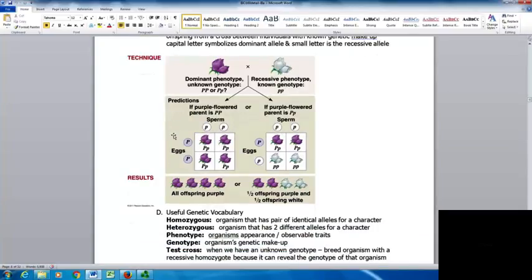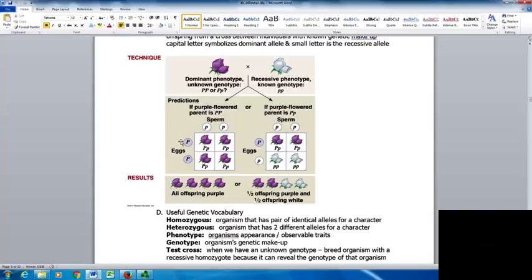Before we look at this example, just a couple things I want to go through in vocabulary. An individual that is homozygous is going to be an organism that has two identical alleles for a character. One that is heterozygous has two different alleles for the character. The phenotype is the organism's appearance, the type of traits you observe. The genotype is their genetic makeup.